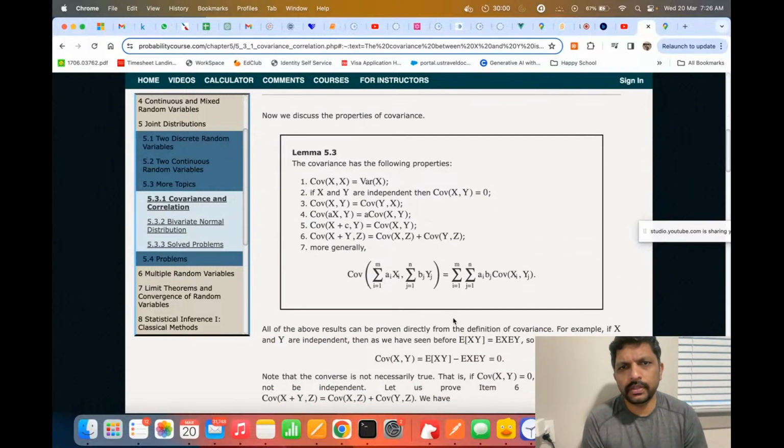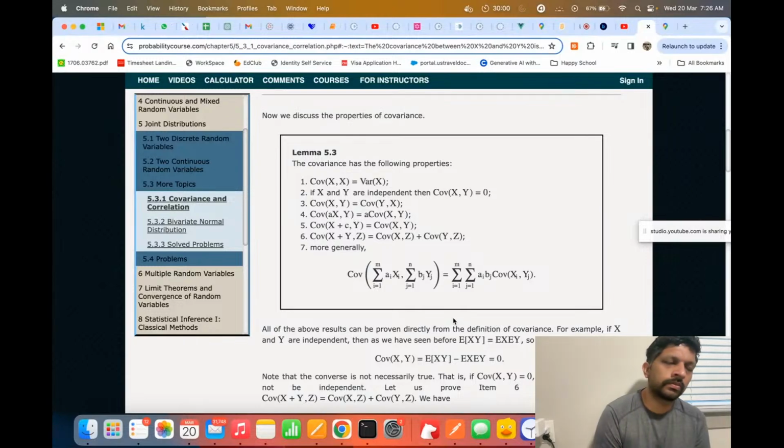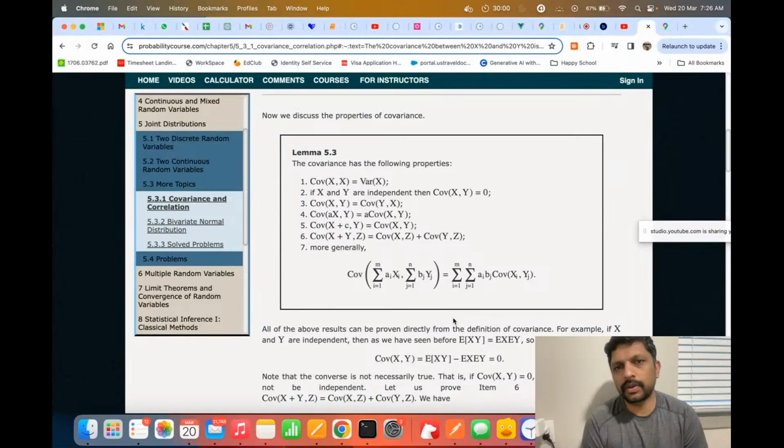Covariance of x comma y is equal to variance of x when y is x, that is covariance of x comma x. If x and y are independent, then covariance is equal to 0. How can it be 0? I don't know. Covariance of x comma y is equal to covariance of y comma x. And a into covariance of x comma y.